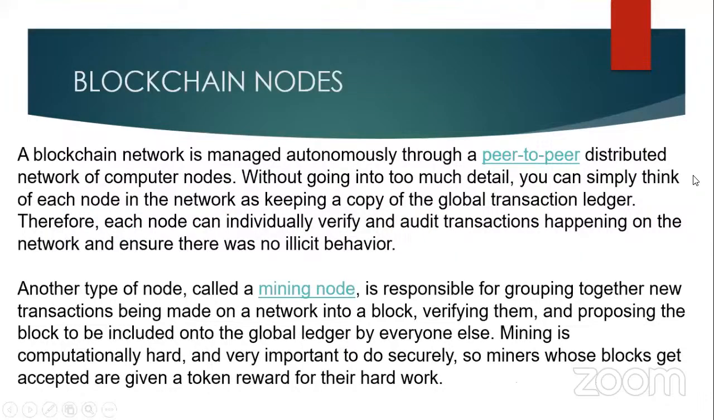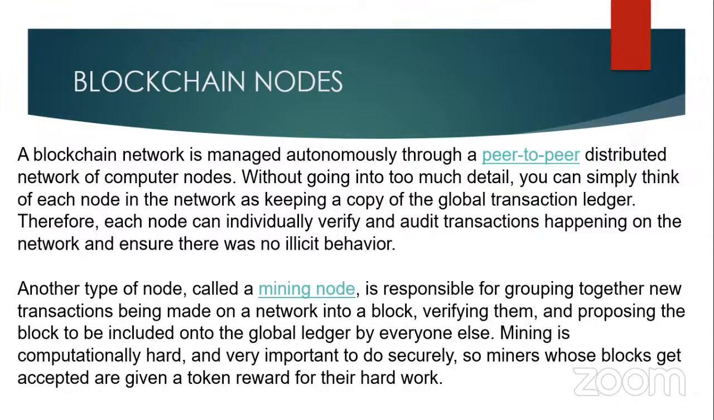Now we'll talk about blockchain nodes, because I know somebody must have been asking. I'm talking about node verification. A blockchain network is managed autonomously through a peer-to-peer distributed network of computers. Let's think of each node in the network as keeping a record of the global transaction ledger, meaning every participant in the blockchain has the record of the transactions going on the blockchain.